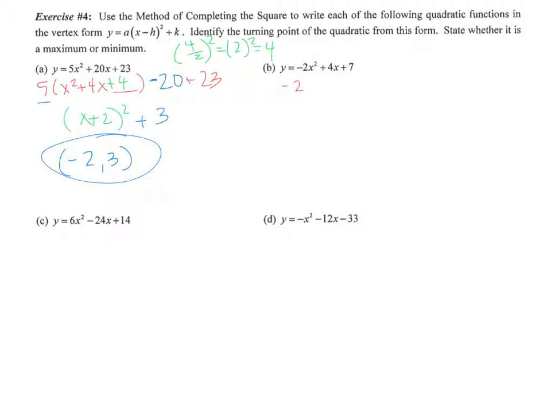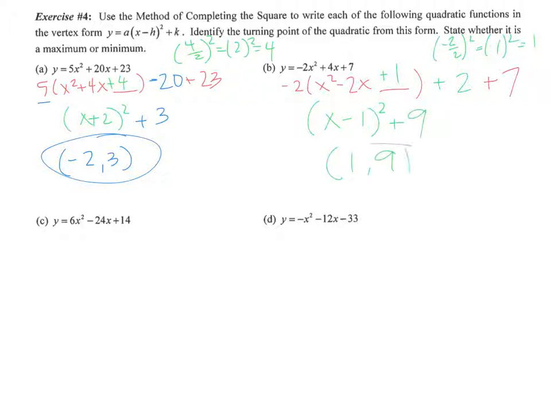Next one, I'm going to take a -2 out, and I have x squared minus 2x, and something else, plus 7. So -2 over 2 squared is -1 squared, which is 1. So plus 1. And then 1 times -2 is -2, so we're going to do the opposite of that, which is plus 2. So it becomes (x minus 1) squared plus 9. So my turning point is (1, 9).